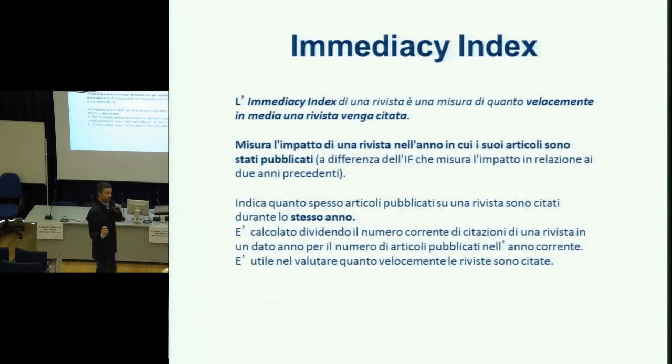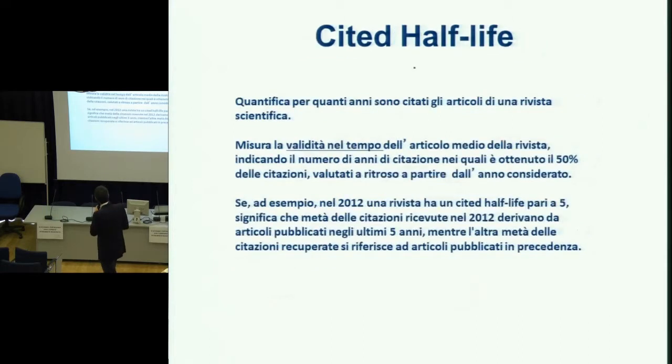The immediacy index is important for young researchers, okay? Look at the immediacy index, which means how quickly an article in that journal usually receives citations. When you are really young, you want to get citations easily and quickly. So this is the indicator that gives you the idea about the speed of citations of a journal. While the cited half-life, meaning how long the life of a paper is in terms of citations, is more important in the long period.